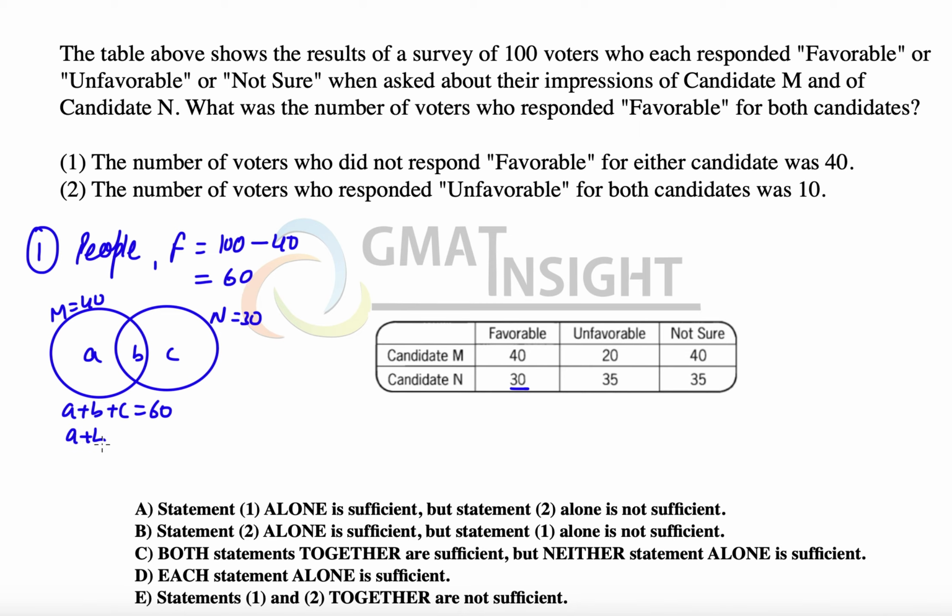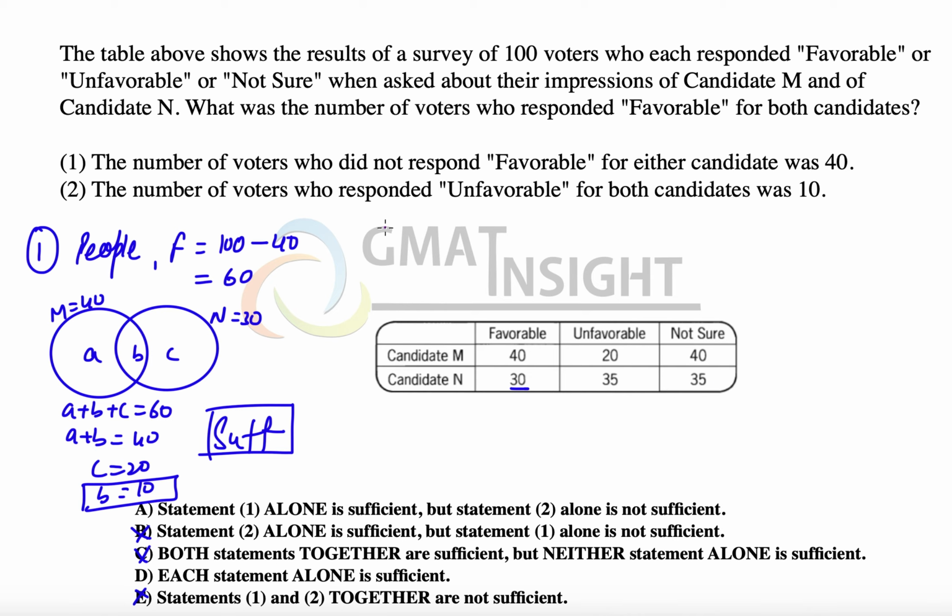We also know that A plus B is equal to 40. So that gives us C is equal to 20, and therefore B is equal to this 30 minus C, which is 10. So now we know the answer to the question, because people who said favorable for both the candidates is 10. Therefore the first statement alone is sufficient, and the answer is between option A and option D.